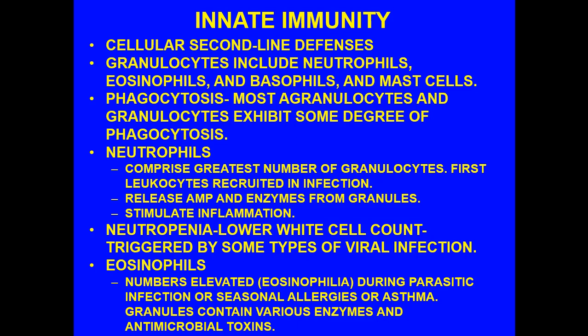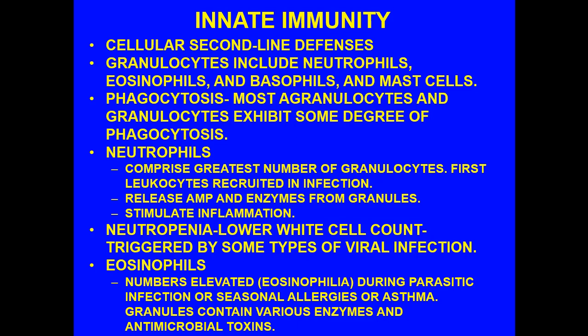Okay, so let's continue with second-line defenses. I've talked about the granulocytes: the neutrophils, eosinophils, basophils, mast cells. Phagocytosis. Remember that this is basically where the cell just engulfs the antigen or, for example, the bacteria or whatever. All of these types of cells, whether they're agranulocytes or granulocytes, will exhibit this type of behavior.